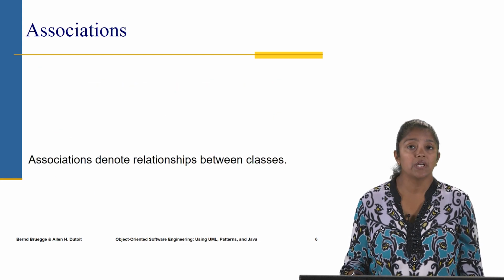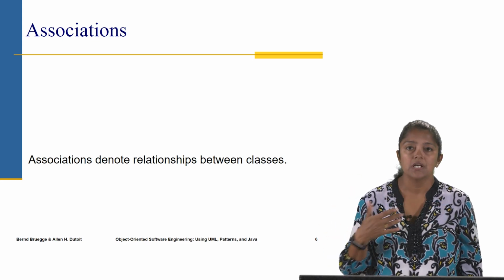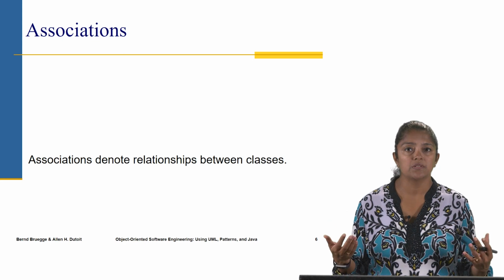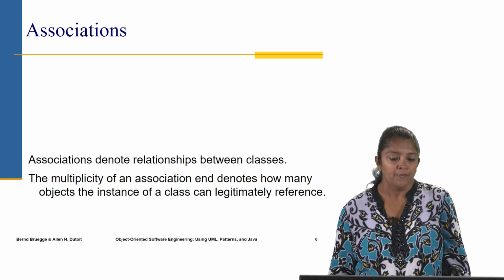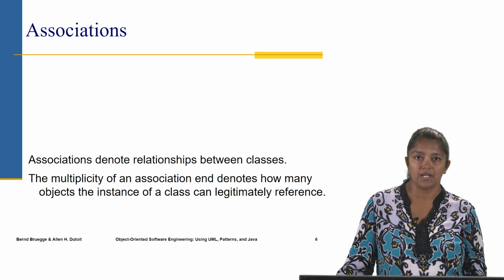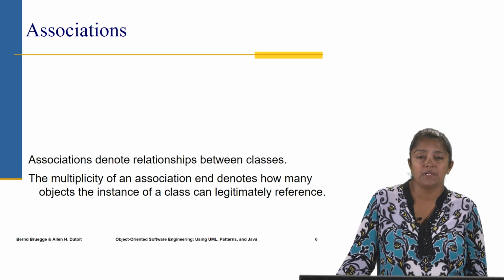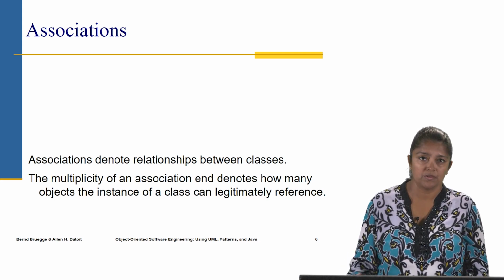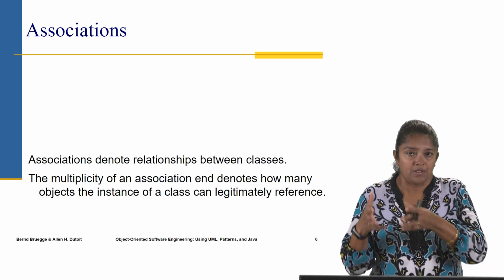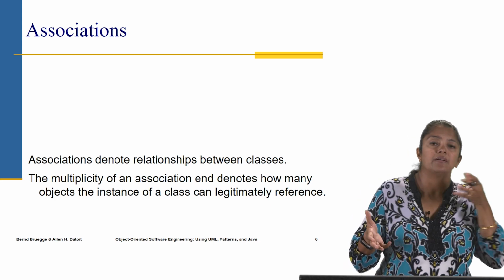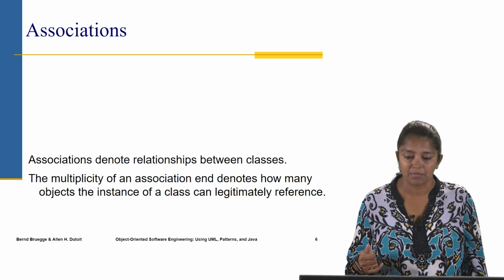The next thing is associations. In a class diagram, we first identify all of the classes, and then we identify associations between classes, which are denoted as relationships. The edge represents that relationship, and very often we also specify the multiplicity of the association. That indicates how many objects the particular instance of the class can reference. We'll talk in more detail about this multiplicity.